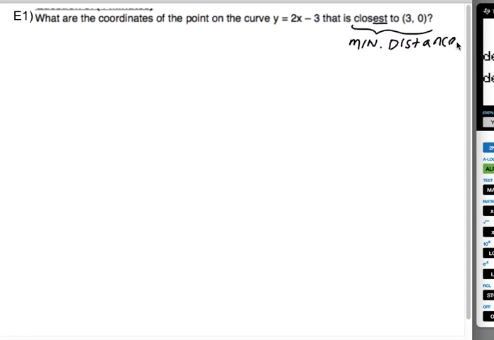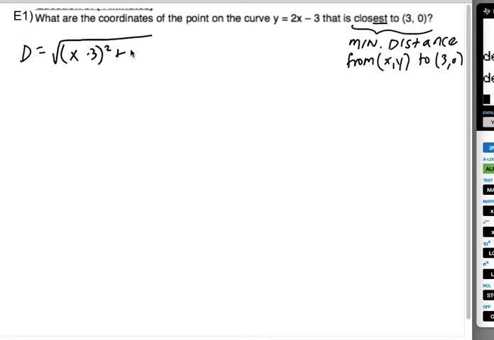So the equation we're going to want to use is the distance formula. So we want the minimum distance from some (x, y) to (3, 0). The distance formula is the square root of x minus the x value quantity squared plus the y minus the y value quantity squared. So my distance is going to be the square root of, now it's up to you if you want to FOIL this out, but what I want you to notice here is that there's too many variables. So I need that auxiliary equation.